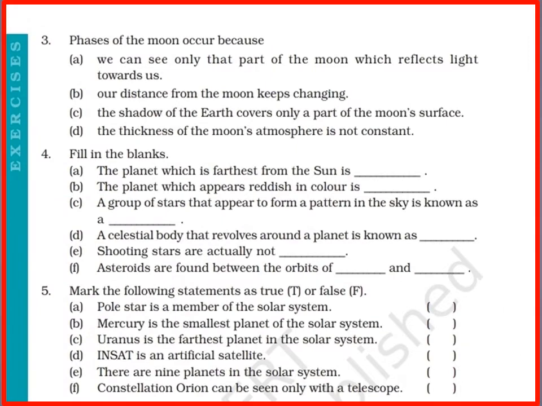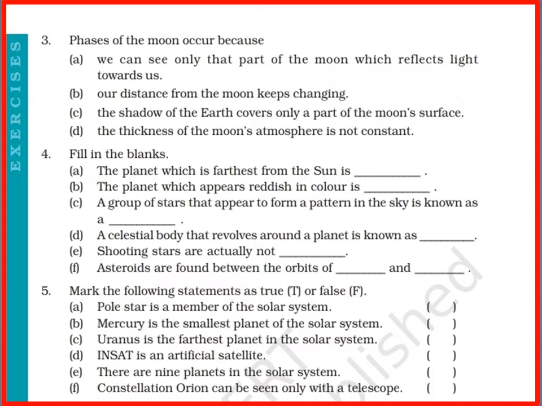Children, move to the next question. Question number 3. Phases of the moon occur because, you can see 4 options here, and among these we can note down option A is the right answer, because phases of the moon occur due to the reflection of sunlight from the surface of moon, because moon is a non-luminous object.